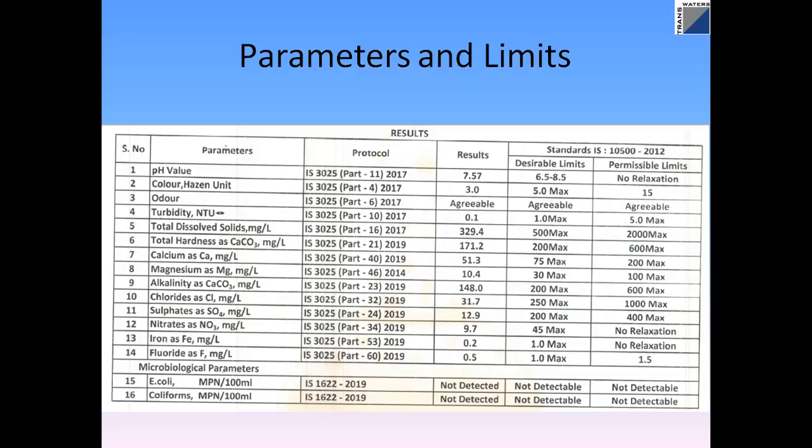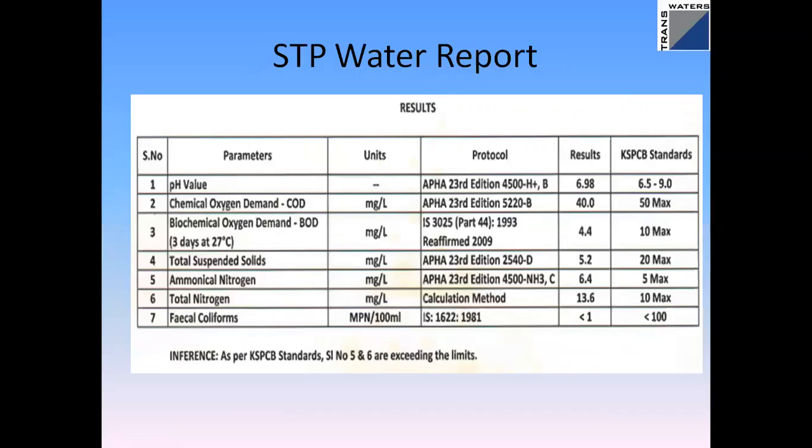So apart from these mineral parameters, we also have to test the microbiological parameters like E. coli and coliforms. These should not be present in the water for drinking water consumption. So next, let's move on to the STP treated water report. People living in apartments have STP treated water. So these are the parameters which need to be met with STP treated water.